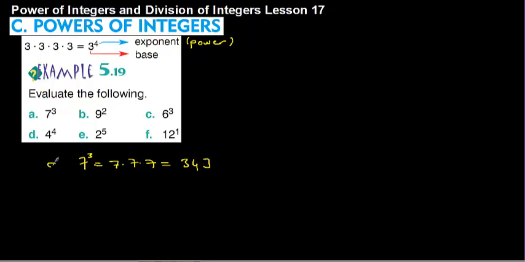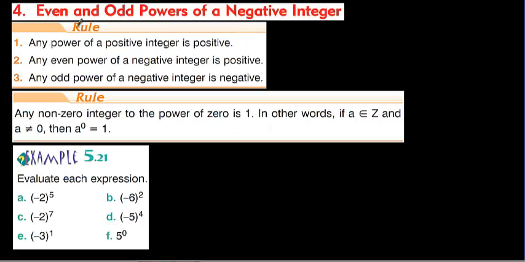343. This is A1. B1 is 9 to the power of 2, which means 9 times 9, which is 9 squared, and it is equal to 81. The others, as I said, are going to be classwork for us.